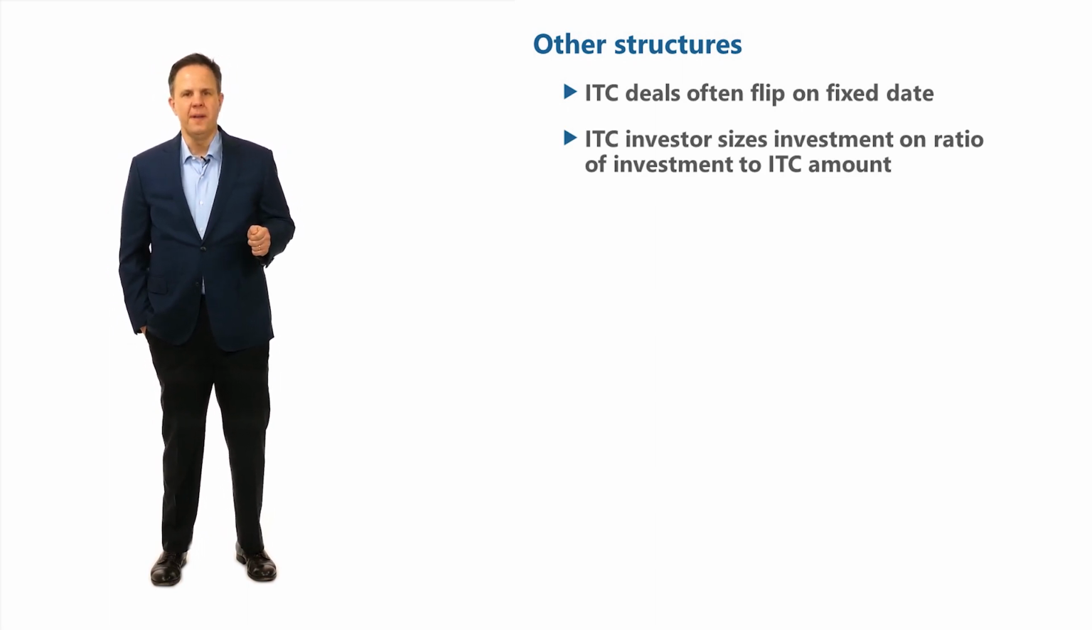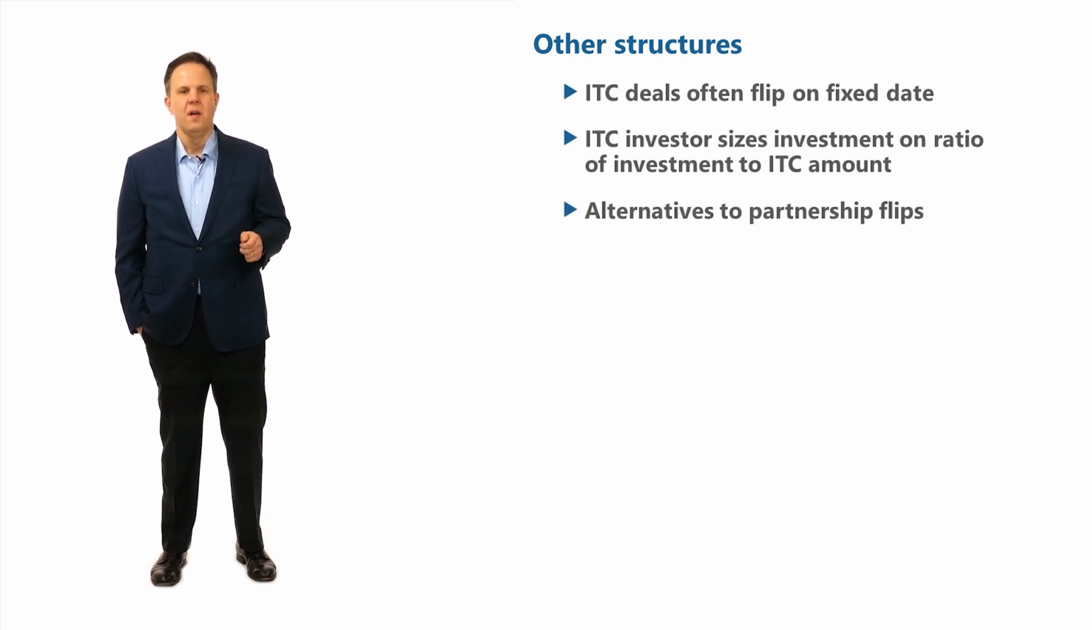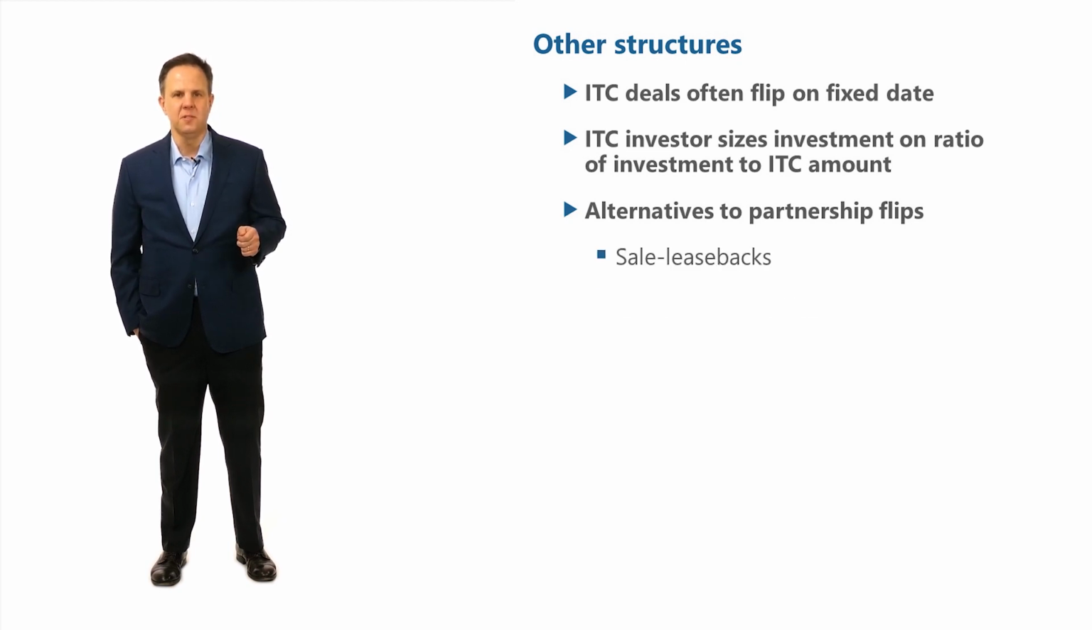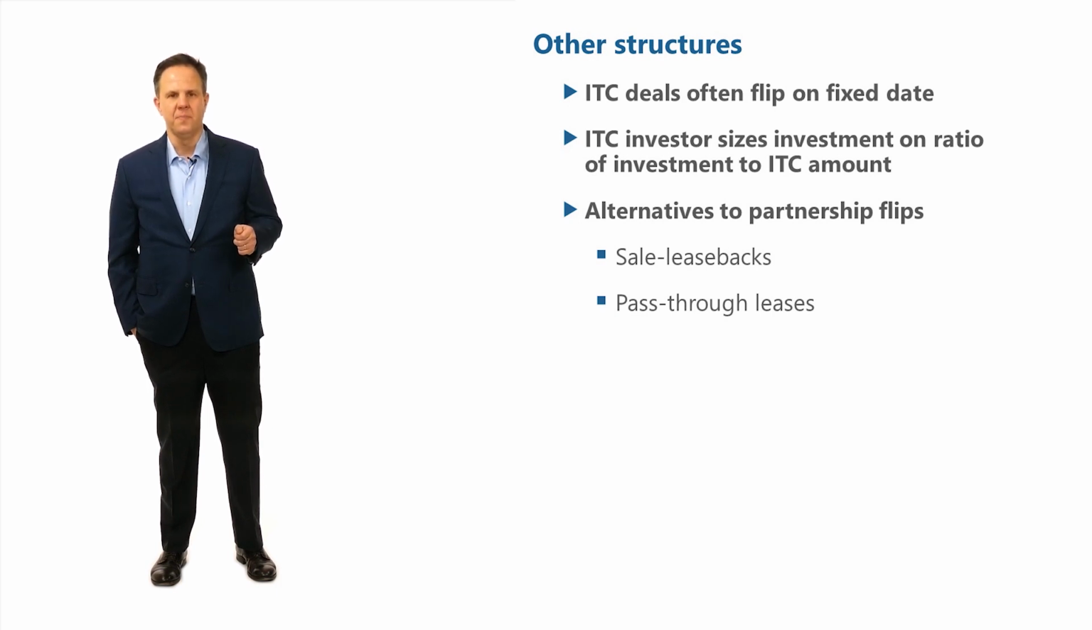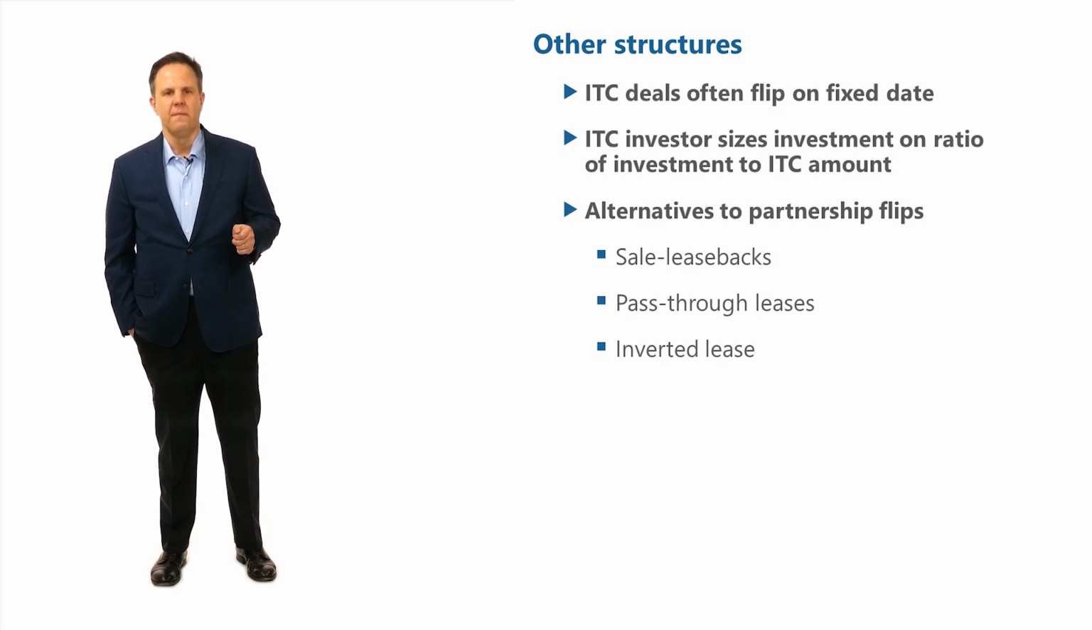In addition, there is a menu of other structuring options available in ITC transactions. Those include sale leasebacks, pass-through leases in which the lessee claims the ITC under a special statutory election, and the inverted lease in which the lessee is a partnership between the sponsor and the tax equity investor. The lessee claims the ITC under that special election, and the lessor is a partnership between the lessee and the sponsor. Therefore, this webinar just scratches the surface of the structuring options available.